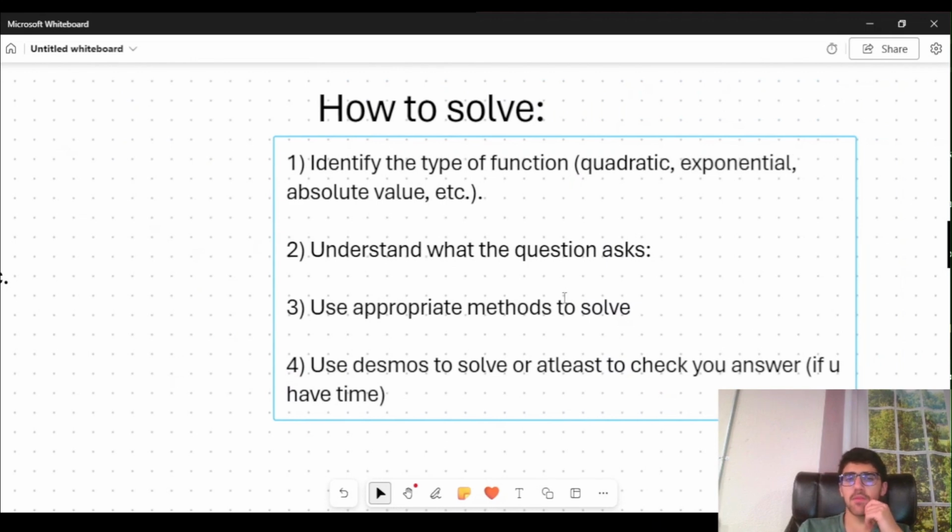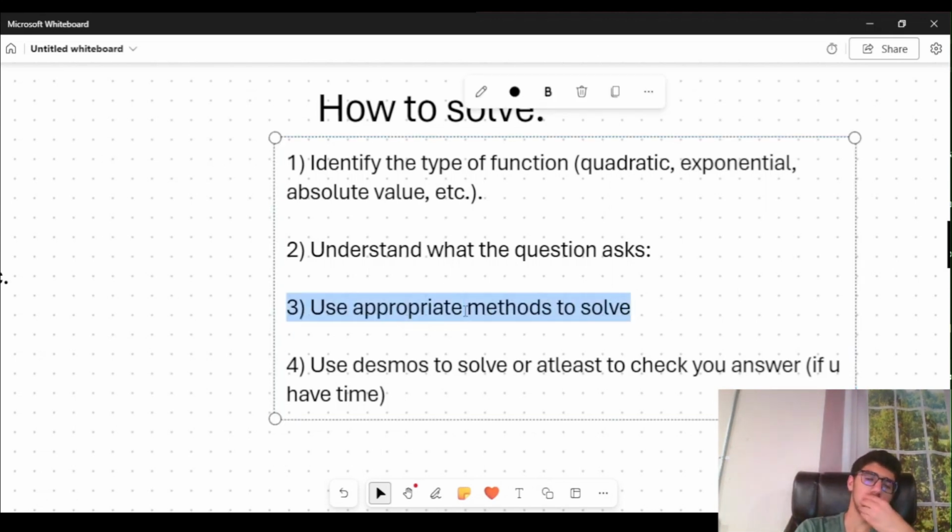Again, these do vary, but the most important thing is to identify the type of function. Is it quadratic? Is it exponential? Is it absolute value? And so on. Then understand what the question is asking for. What does it want from you? Does it want you to give it a graph, solve for a constant, interpret a number, or interpret a word problem? And then just use the appropriate methods.